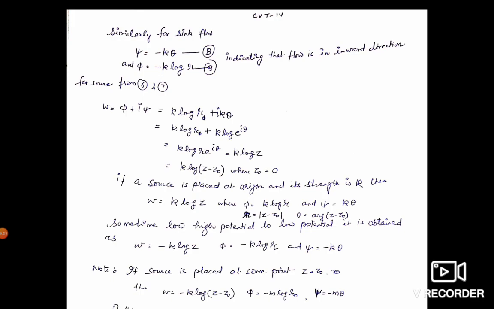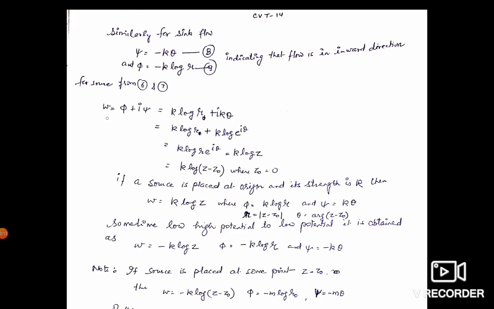So again, this is only the question of the consideration of phi. If you consider phi to be from high potential to low potential or low potential to high potential, this is the difference of that. So it will not affect your description of flow.